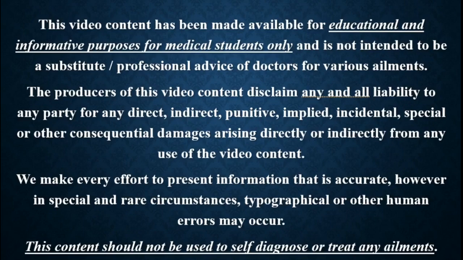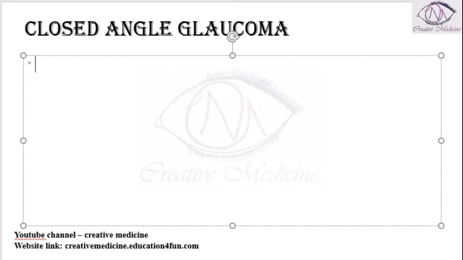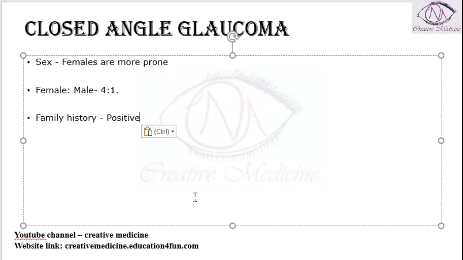In this lecture, we will learn about closed angle glaucoma. In closed angle glaucoma, females are more prone. If you do a female to male ratio, females are around 4 times more commonly affected in closed angle glaucoma than males. Family history is positive in closed angle glaucoma.